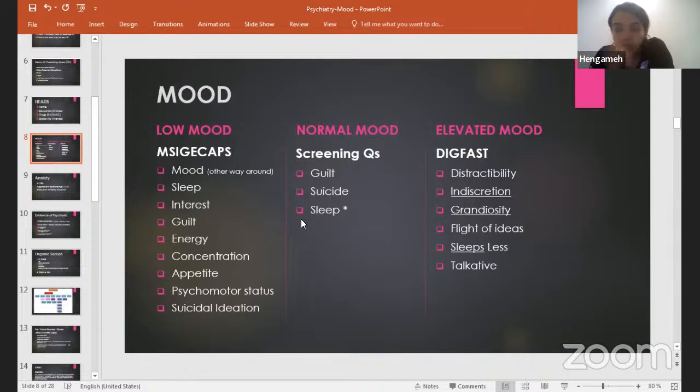And then grandiosity is also subjective. We need to ask, so do you think you're better than others or have special powers? Flight of ideas is something we assess. Sleep, again, we need to ask. In all three categories, sleep is important. We always need to ask about sleep. And suicide. In all three categories, we need to ask. And being talkative is also objective. We need to observe.